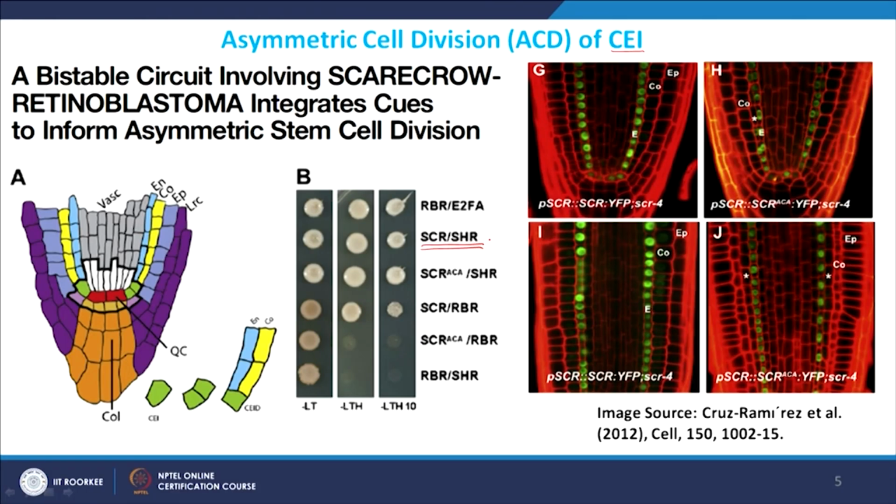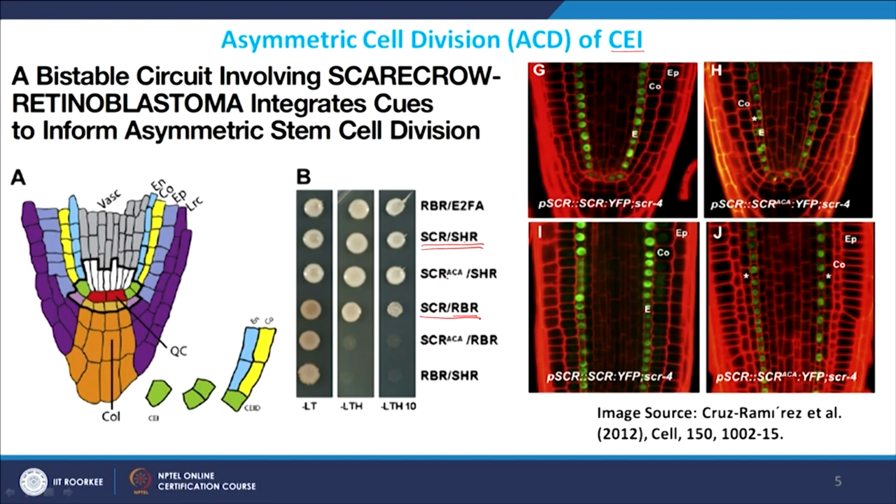but they also help in giving a specific identity to endodermis. And this scarecrow protein has been found to physically interact with a retinoblastoma like protein. If you look, the scarecrow protein is also interacting with short root and interacting with RBR, but their interactions are totally different.